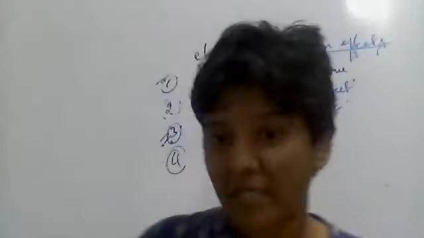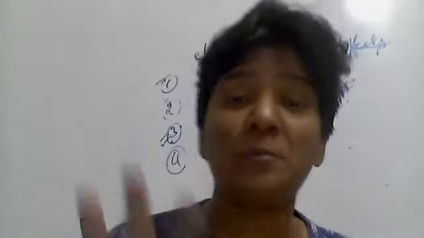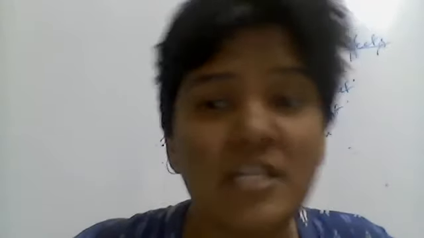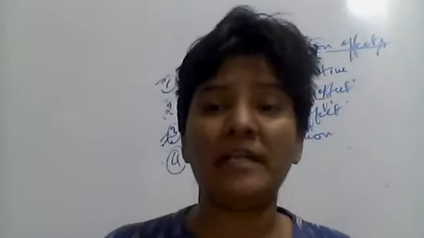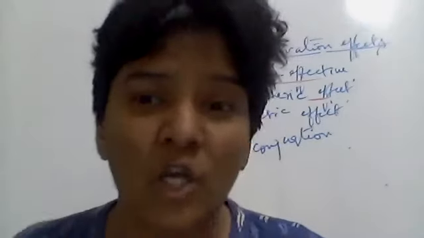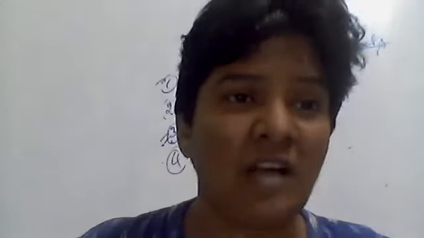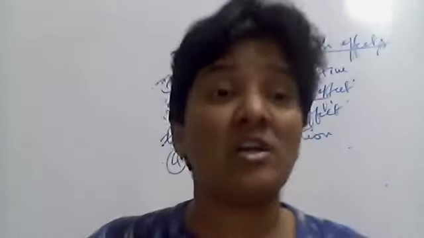Is that clear? If the carbon has 4 bonds around it, then it will be stable. It will complete its octet. Is that clear? So if carbon has a positive charge, that is called a carbocation.